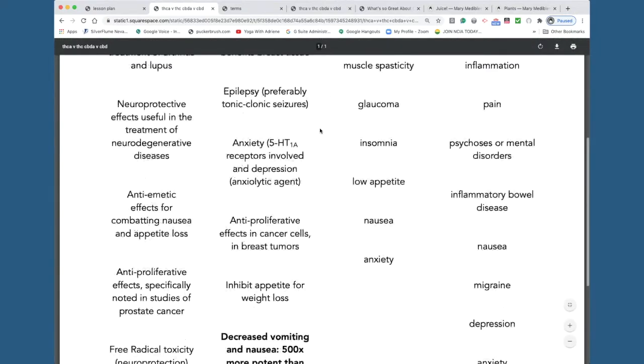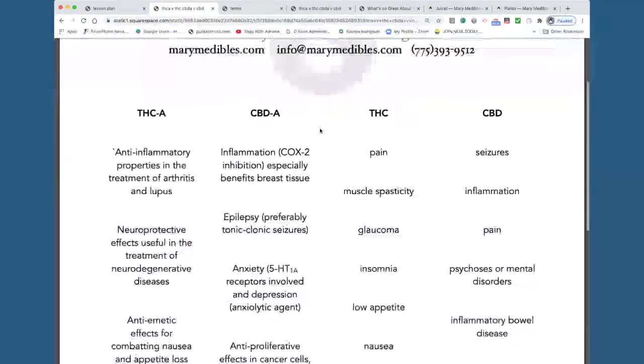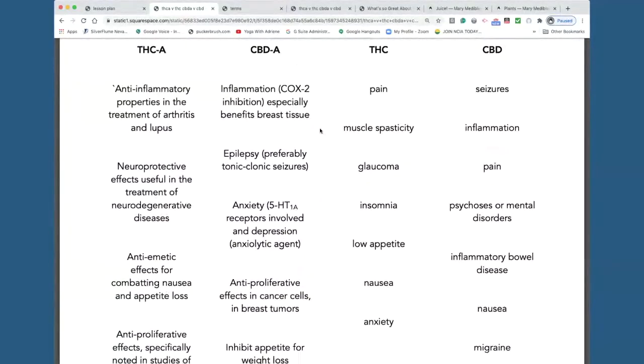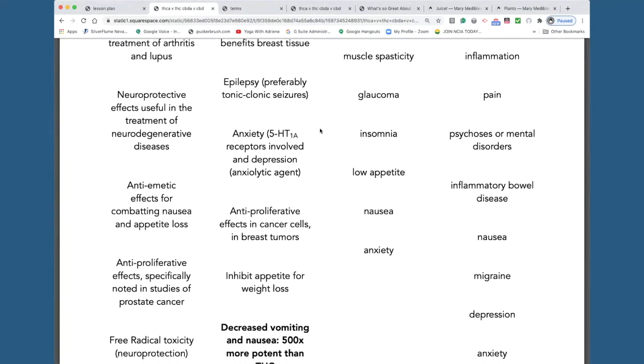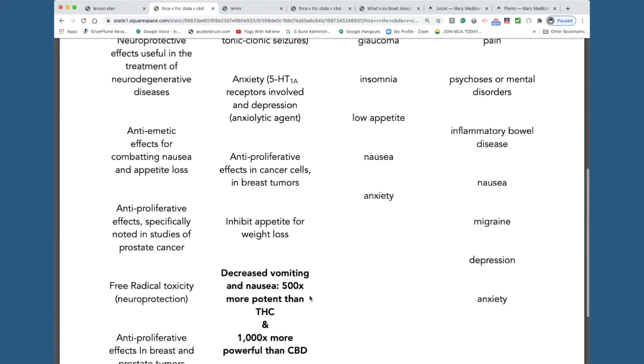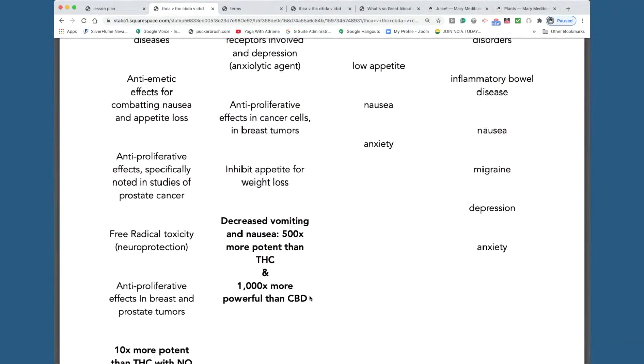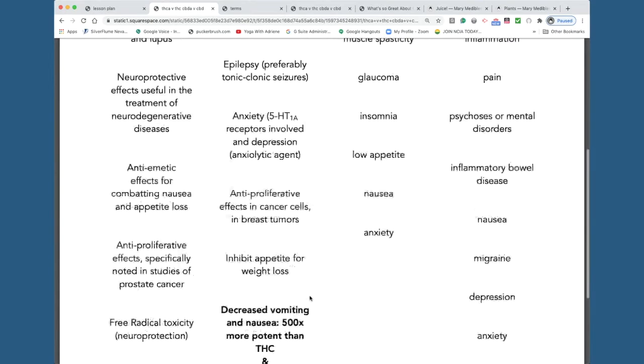Now, if we come back up here, we'll look at CBDA. That handles inflammation, epilepsy, anxiety, has anti-proliferative, so cancer-killing effects, especially in breast tumors, inhibits appetite for weight loss, and decreased vomiting and nausea. It's 500 times more potent than THC with decreased vomiting and nausea, and 1,000 times more powerful than CBD.